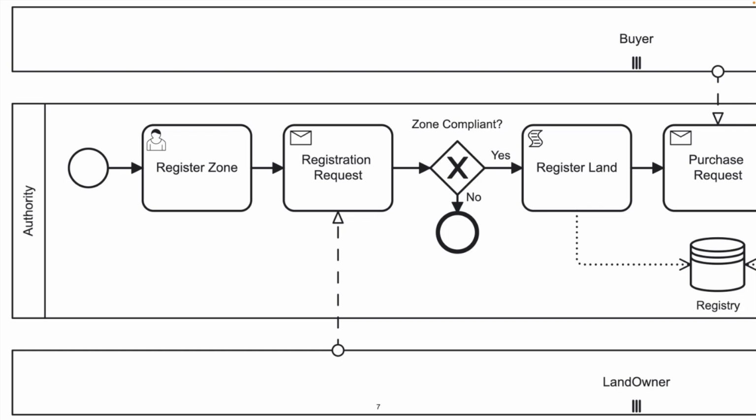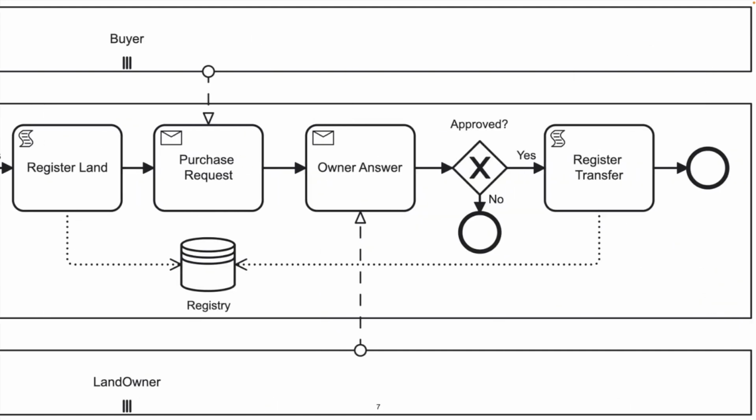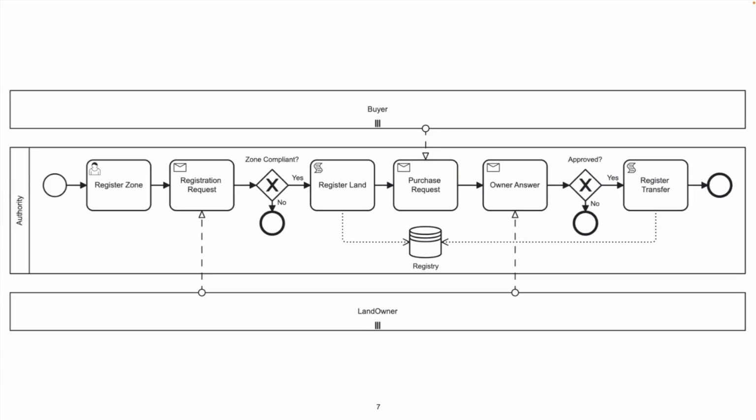The authority starts with the first task. They register the zone, and then once they register the zone that the landowner can register the land in, the landowner sends a request to register their property or the land. If the property is compliant with the zone, we proceed to register it. And then the buyer can just initiate a purchase request to purchase the land. And of course, the landowner can respond with the answer. So what we can see here is that these interactions between the landowner and the buyer are happening through the authority. So the authority here represents a central point in the process as a whole.